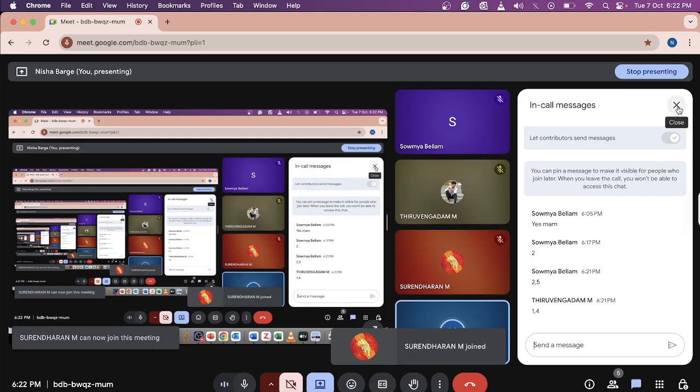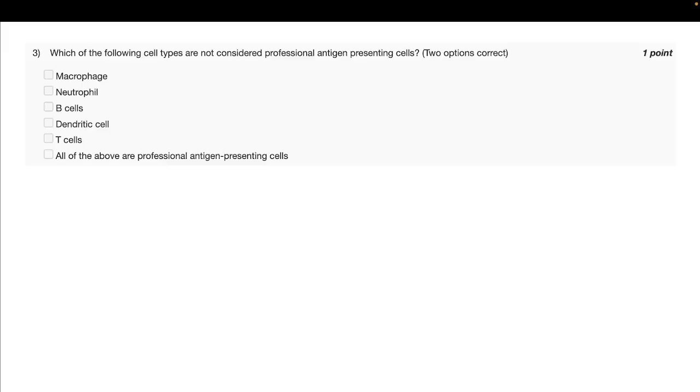Okay, someone else has also answered 1 and 4. Thank you for responding. I suggest you please read the questions carefully because we have to select cell types that are not considered antigen presenting cells.